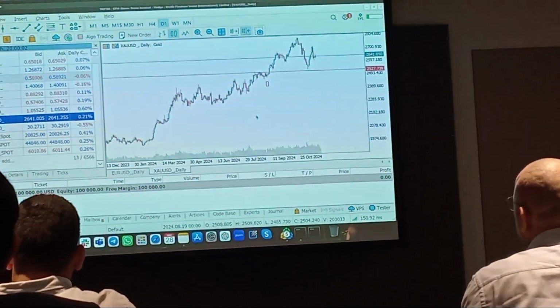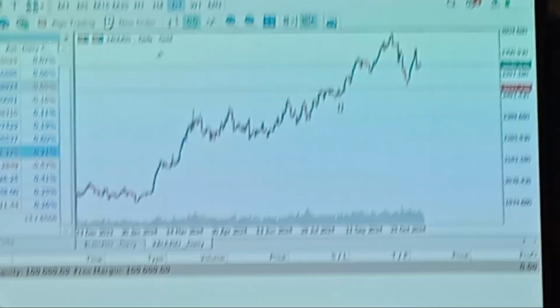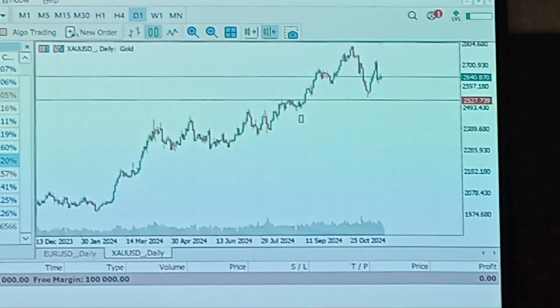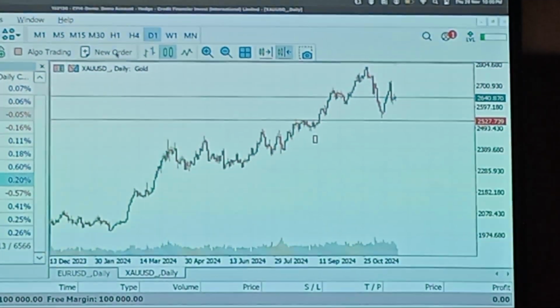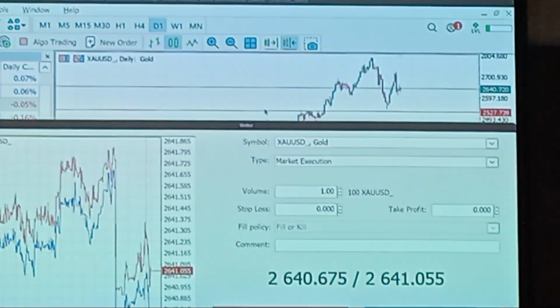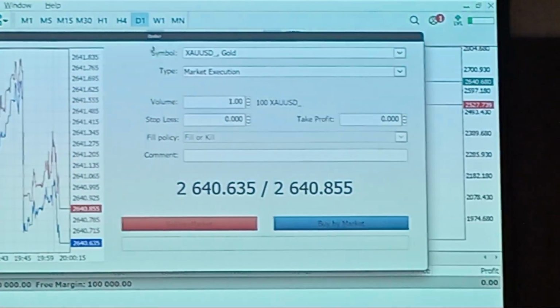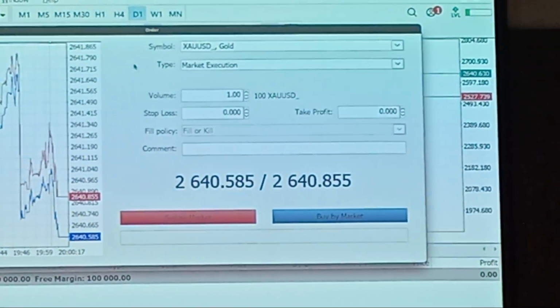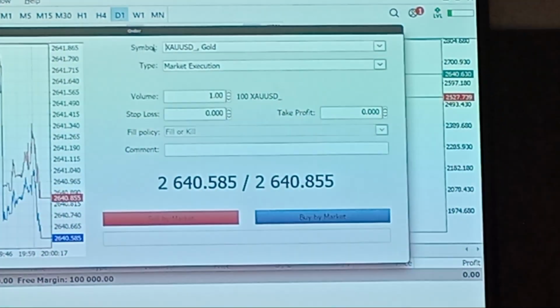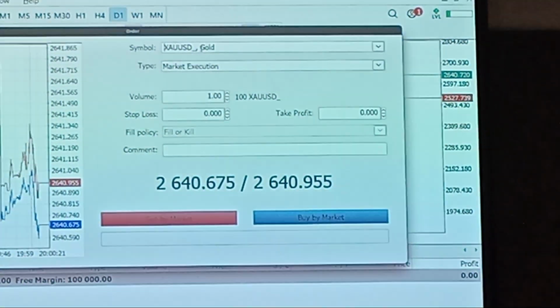They are all equal. If I want to open a new transaction, and here I have the chart of gold, I go up here on the upper side, and there is a new order. So I press on it, and this page opens. When this page opens, what do I do? First of all, I check the instrument, the symbol XAUSD, perfect.